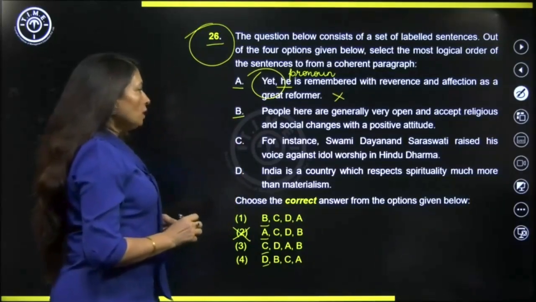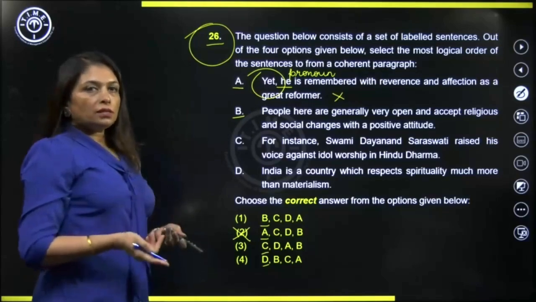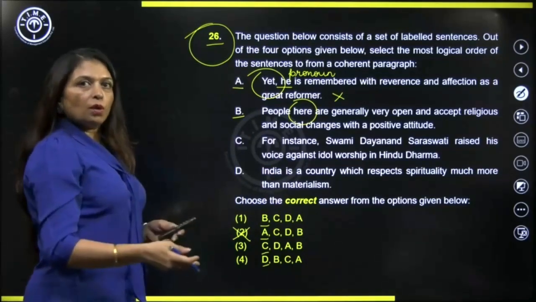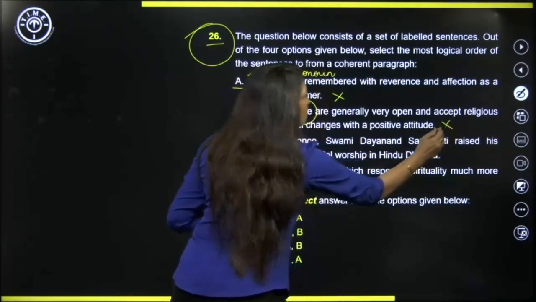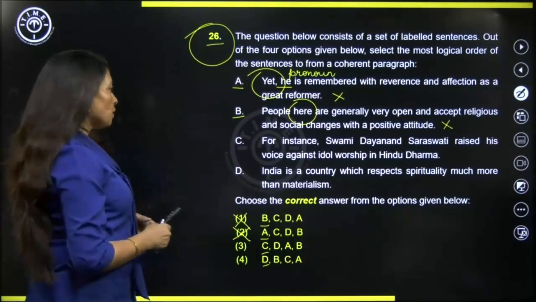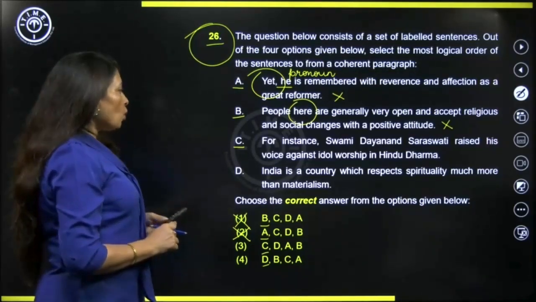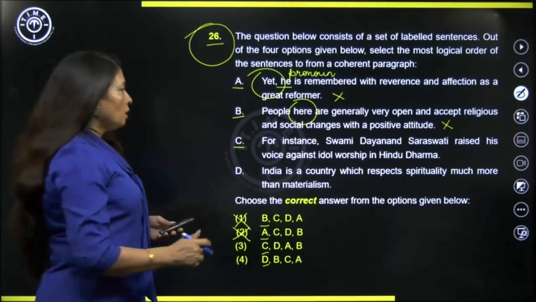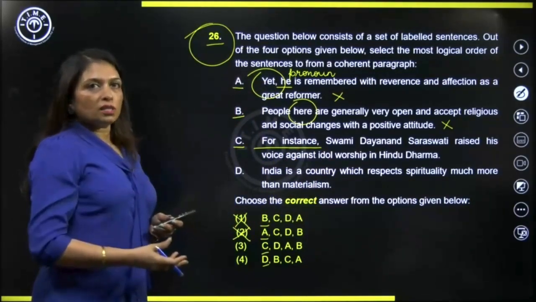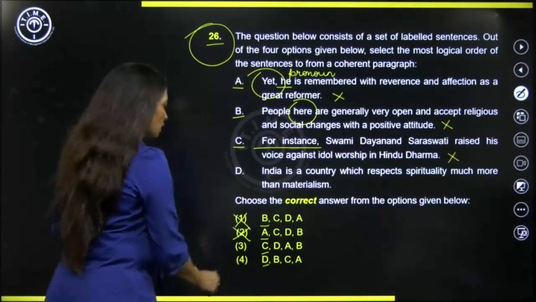B. People here are generally very open and accept religious and social changes with a positive attitude. People here, where? So, the reference is to people belonging to a certain place. Even B is an unsuitable starting sentence, and with this option 1 can be discarded. Okay. See now, for instance, Swami Dayanand Saraswati raised his voice against idol worship in Hindu Dharma. This begins with an example, for instance, and it certainly is trying to reinforce an idea, and that idea should precede this example. So, even C is not suitable as a starting sentence.